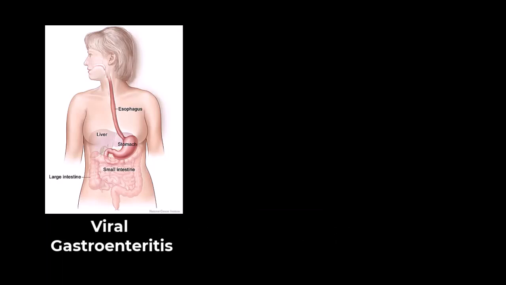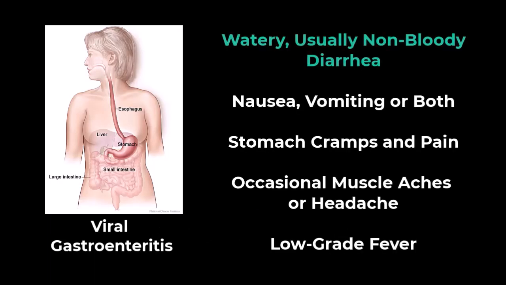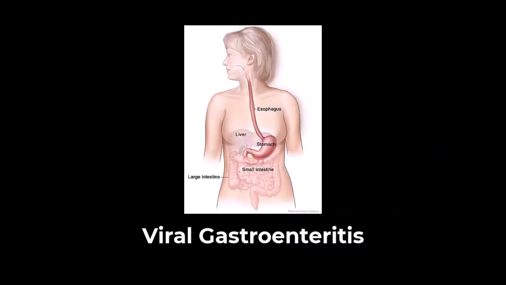Signs and symptoms of viral gastroenteritis include watery, usually non-bloody diarrhea. Alternatively, bloody diarrhea usually means you have a different, more severe infection. Nausea, vomiting, or both. Stomach cramps and pain. Occasional muscle aches or headache. And low-grade fever. Depending on the cause, viral gastroenteritis symptoms may appear within 1 to 3 days after you're infected and can range from mild to severe. Symptoms usually last just a day or two, but occasionally they may last up to 14 days.